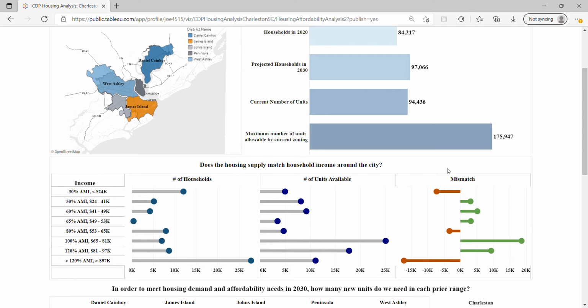So you can see that if a bar goes to the left and is red, that means there are more households than units available. And if you look to the right and something is in green, that means there are more units available than there are households. So we can see that there's a mismatch and a need at the 30% AMI level, the 80% AMI level, and the above 120% AMI level.